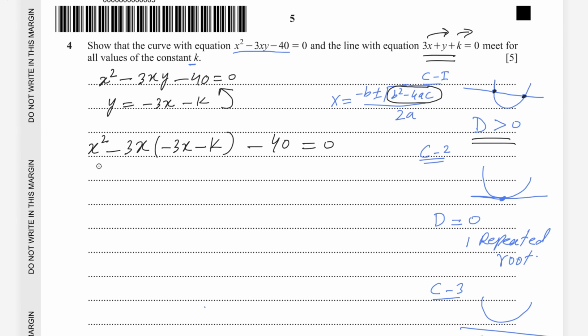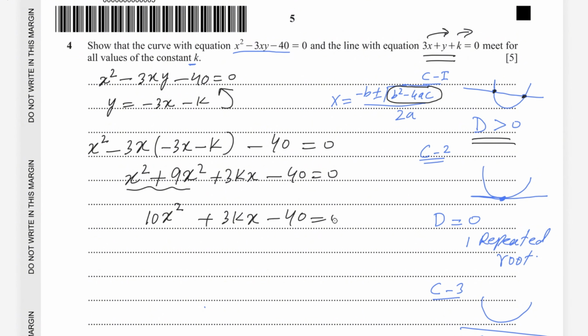Expand the bracket, it will be x squared minus this minus and that minus makes it plus, so it will be 9x squared, and then minus 3x multiply by minus k, we get the answer as positive 3kx minus 40 equals to 0. 9 and 1, these two are like terms, so you can solve them together. It will be 10x squared plus 3kx minus 40 equals to 0.